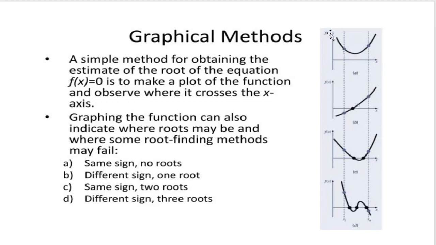Like in the figures which are shown, if you just look at the figure A, function f(x) is plotted versus x, so you get the curve of this nature, and this curve does not intersect the x-axis at any point for the given range. So what it means is there is no root lying in this particular range of the search.